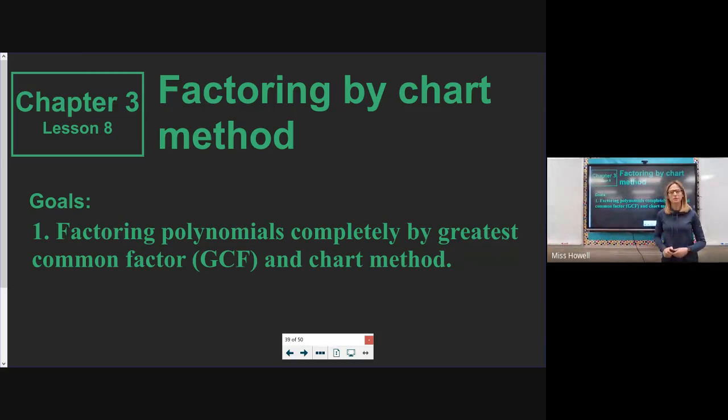And welcome back to Algebra 1. Our goal for today is to continue working with factoring polynomial expressions completely, when we have to use both our factoring process of GCF and the factoring process of going further to our chart method, because we have a polynomial that is a quadratic or has a degree of 2 or higher.